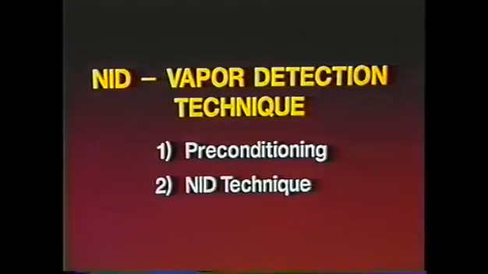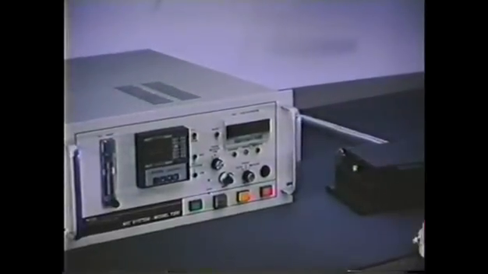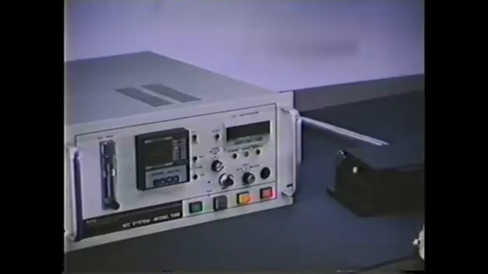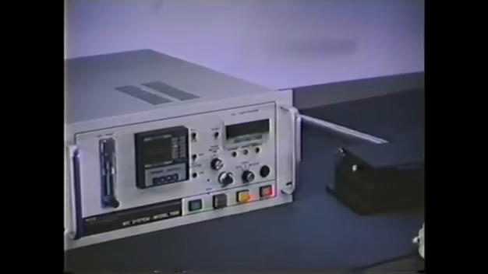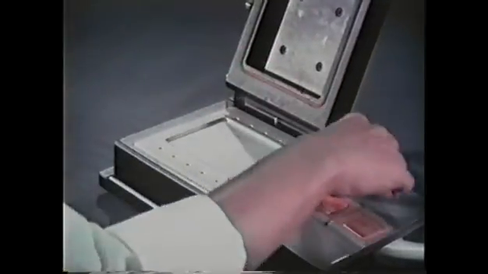With the vapor detection method, devices are preconditioned in a manner similar to the two-fluid bubble test. However, due to the improved sensitivity of the technique, preconditioning pressure times are cut in half. After removal from the preconditioning fluid, the packages are placed into a NID test cell heated to 125 degrees centigrade. This test cell provides good thermal contact to the device.